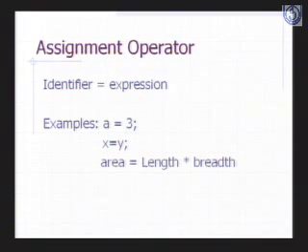The examples I have shown here are a is equal to 3. This is the basic assignment operation. The value is being assigned to a variable, or x is equal to y. Whatever the y value is, it is being assigned to x. Or, like I told you, an expression can also be placed against an identifier, like area is equal to length into breadth. Whatever the length value is, that is replaced here, and whatever the breadth value is, that is replaced here, and both of them are multiplied, and the product is assigned to the area. So in this way the assignment operator works.